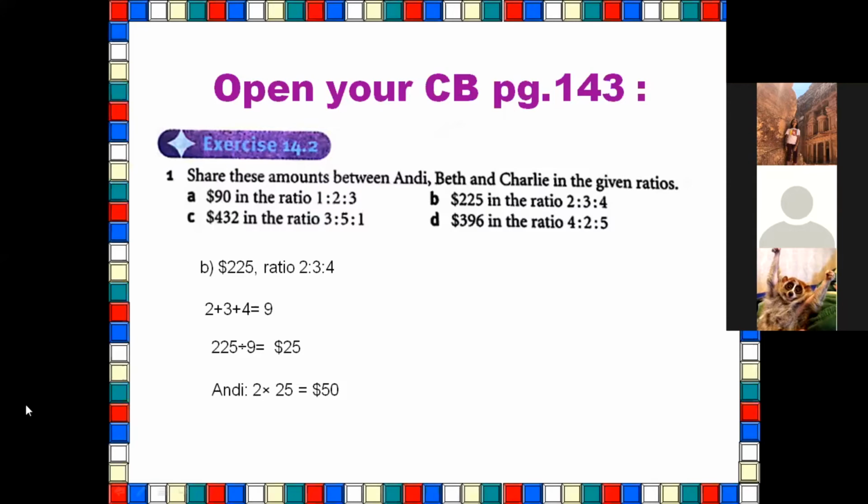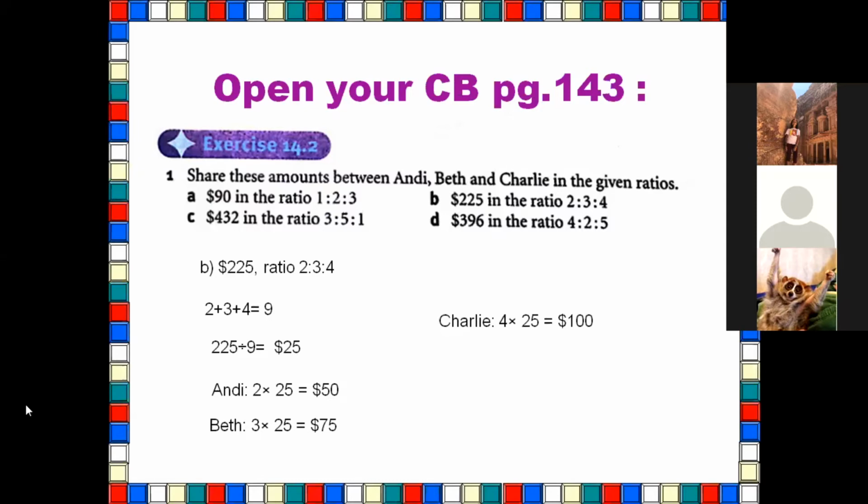Beth, the second person, got 3. So 3 times 25, she will get $75. The last one, Charlie, has 4 parts in the ratio. So Charlie will have 4 times 25, which is 100.